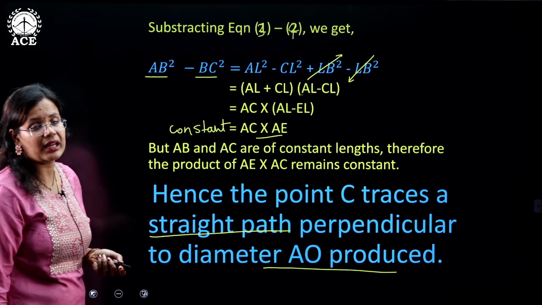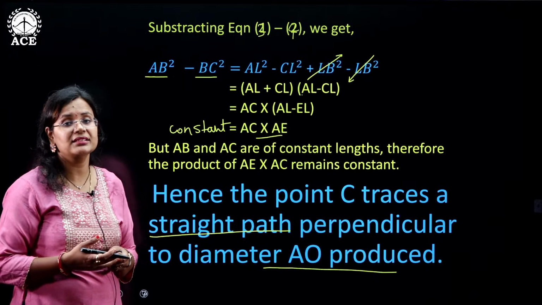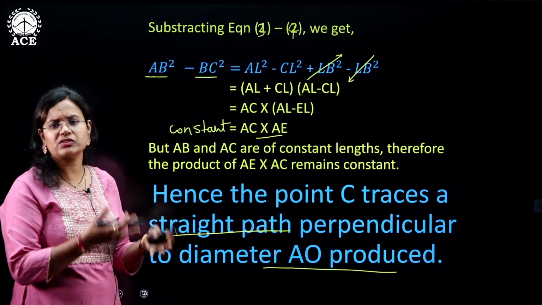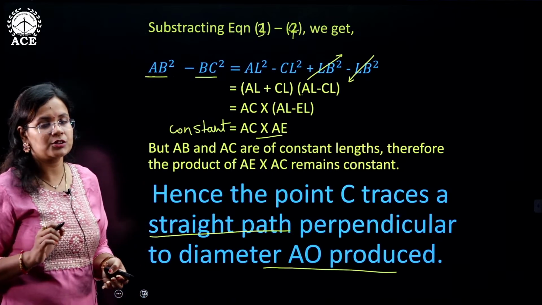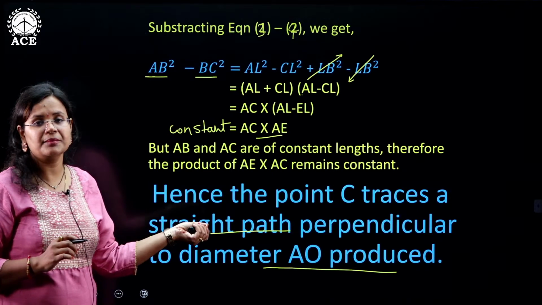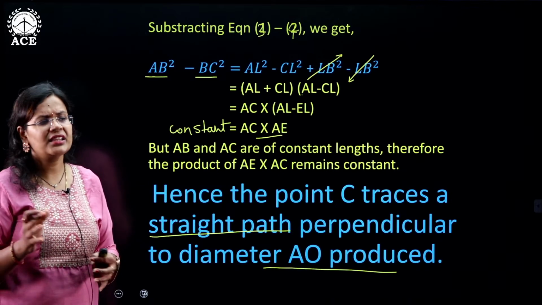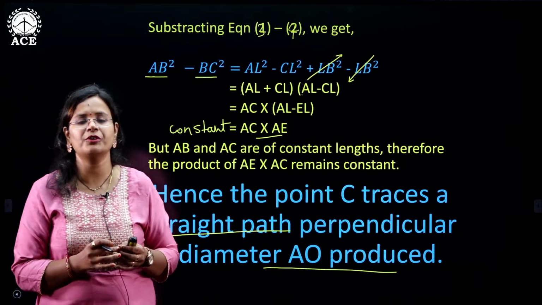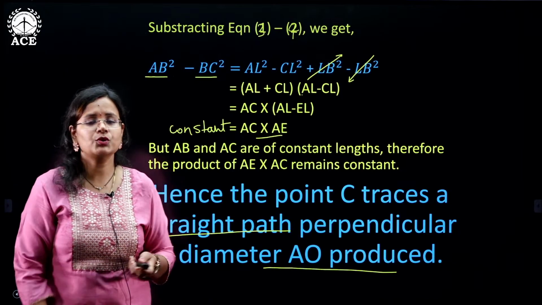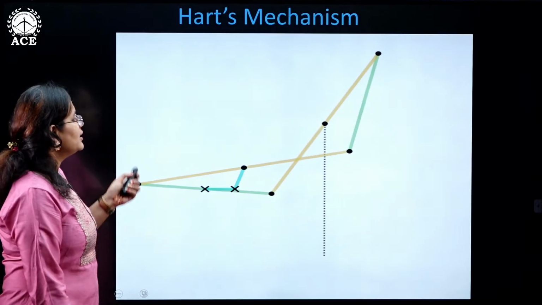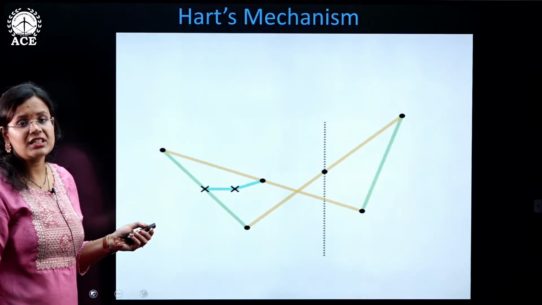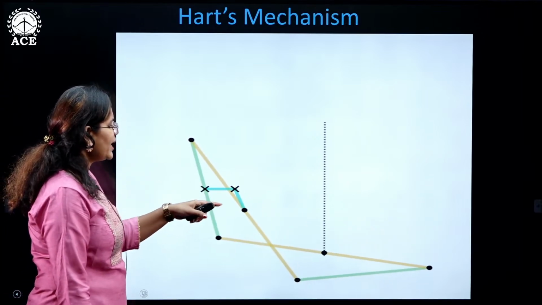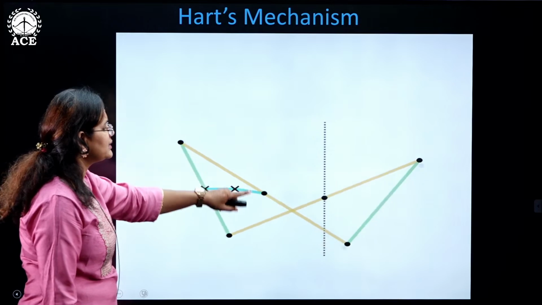This is all about Peaucellier mechanism. Now next comes Hart mechanism. You must be wondering why there are two mechanisms giving the same purpose. There is a small twist. This mechanism is having 8 links. They have optimized and given a lesser number of links for giving the same purpose. So Hart's mechanism is having 6 links. You can count over here. There are 6 links and this is also giving an exact straight line.